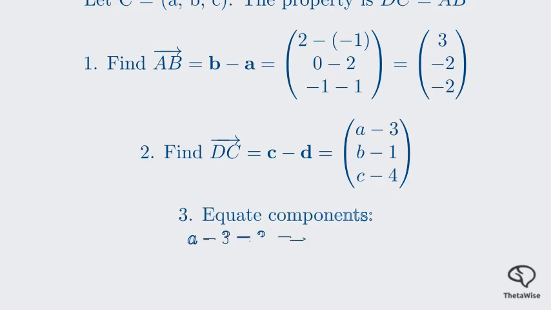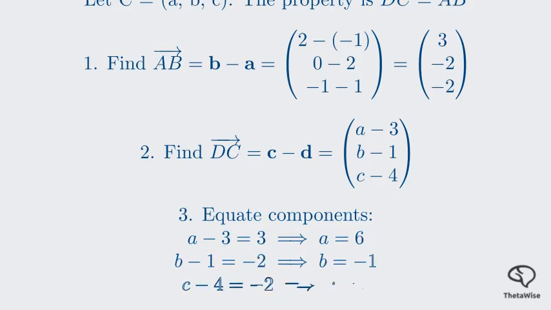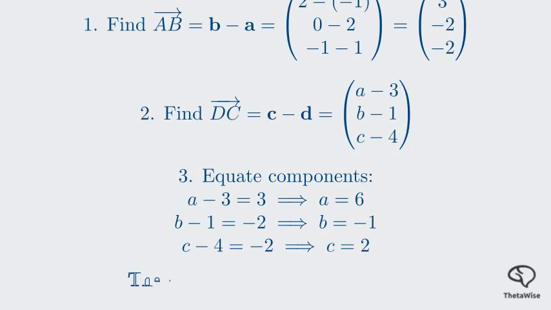This gives us three simple equations. a minus 3 equals 3, b minus 1 equals -2, and c minus 4 equals -2. Solving these equations gives us a equals 6, b equals -1, and c equals 2. Therefore, the coordinates of vertex C are (6, -1, 2).